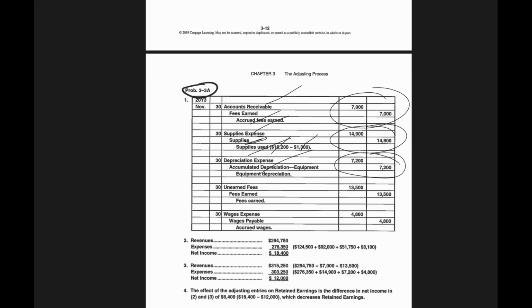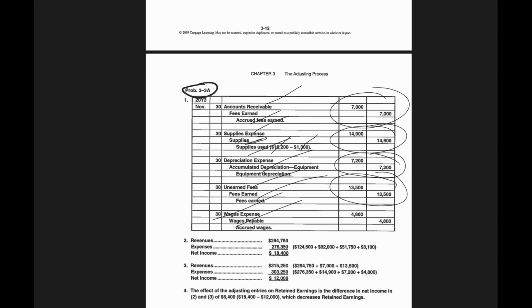The balance in the unearned fees represented the November 1 receipt in advance for service to be provided. During November, $13,500 were provided. So now they're telling us, that's different than the previous problem, they're telling us that's what it is, and it needs to come out of unearned into earned. And then again, there is some wages that have been unpaid but accrued, debit the expense, credit the payable for the amount.